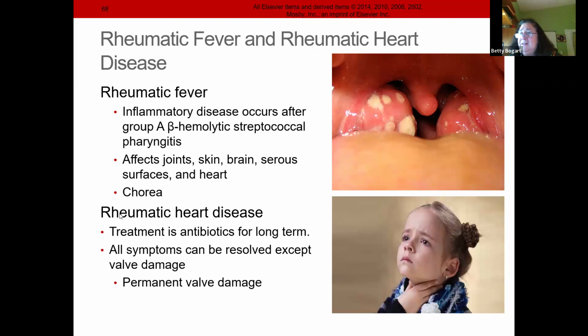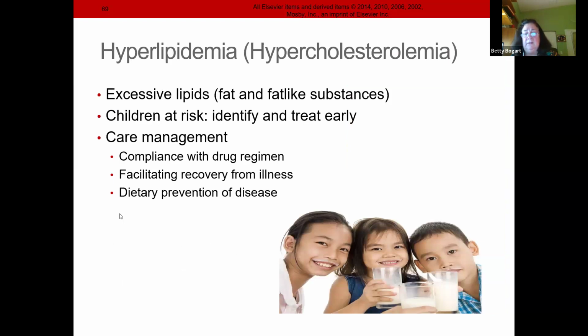How do we treat it? We give antibiotics. And as I said, everything, the chorea, the joints, the rash, all of that can be turned around and cleared up, except the heart valve damage. That's permanent once it's there.